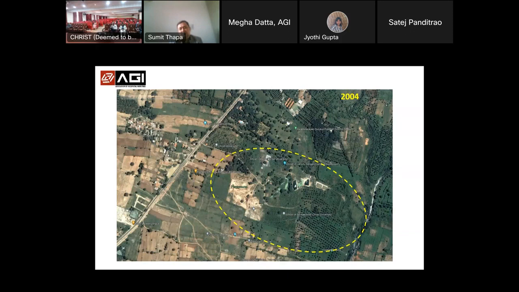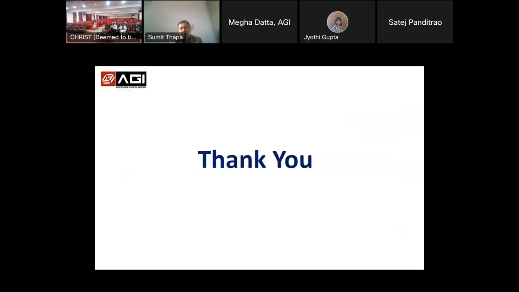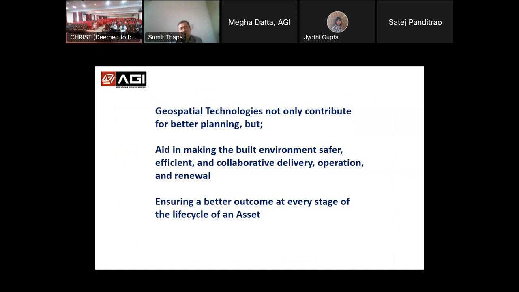That's how it goes. I think with that, I conclude. That means it's making things environmentally safer, efficient, and the delivery, operation and renewal part of it ensures better outcomes at every stage of the life cycle of an asset. In a nutshell, I have told you data is the key, data organization is the key. On technology, you have geospatial data acquisition and data modernization technologies, and then when you go into construction monitoring, my other speaker would speak about it, because drones and radar are heavily used.